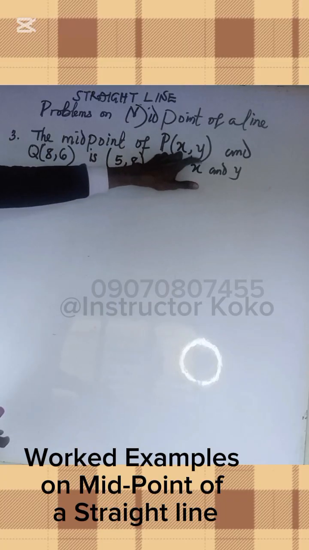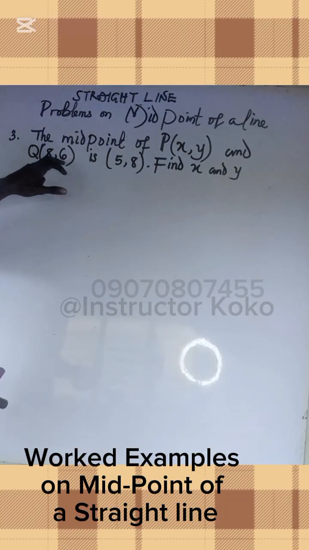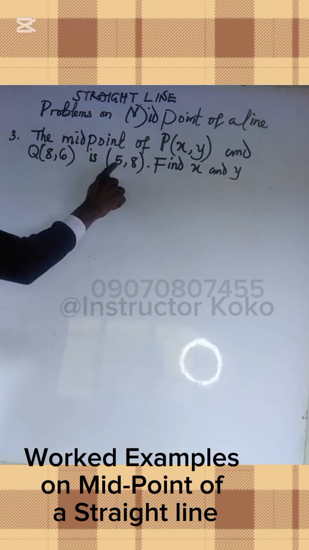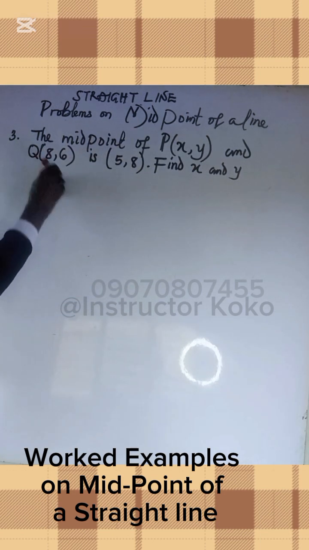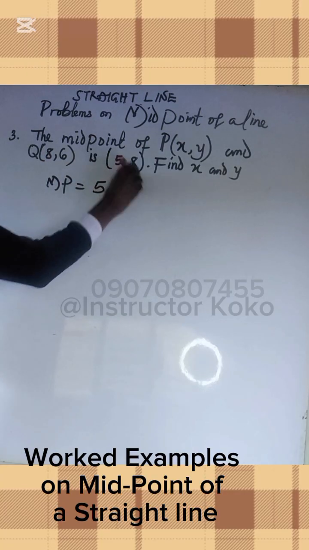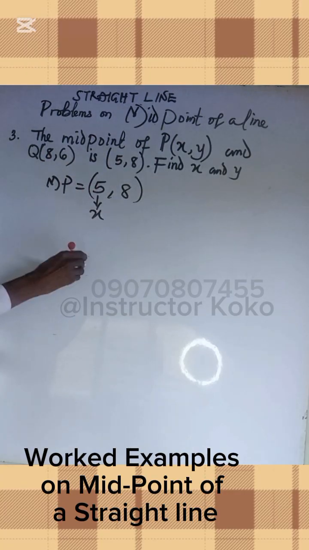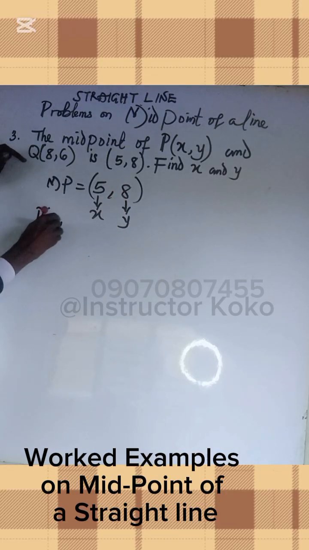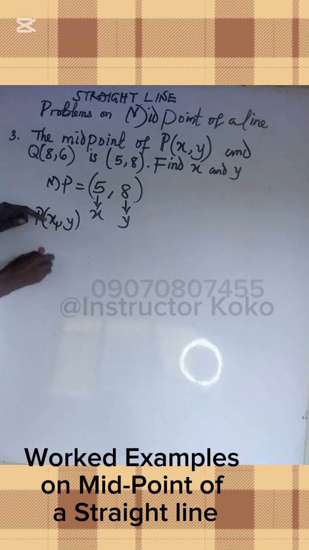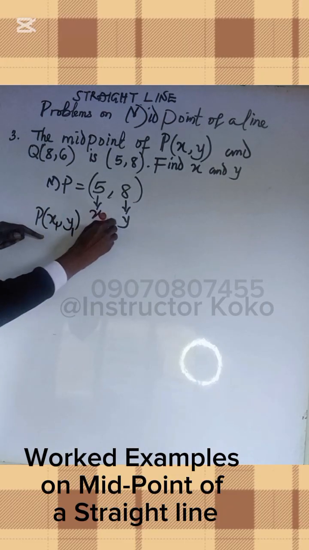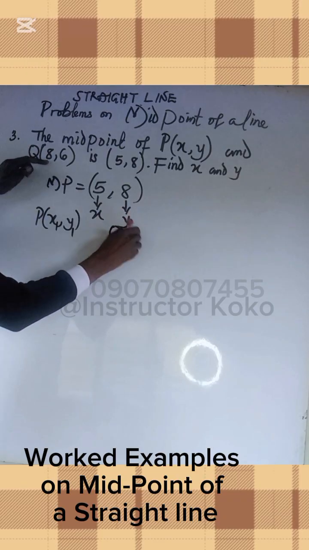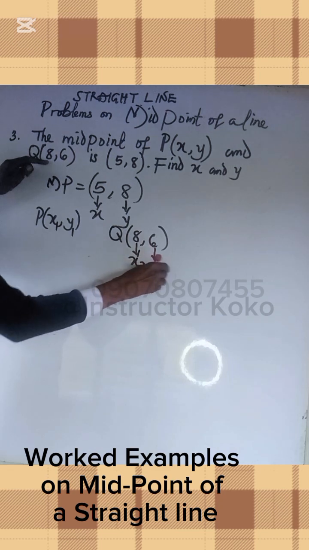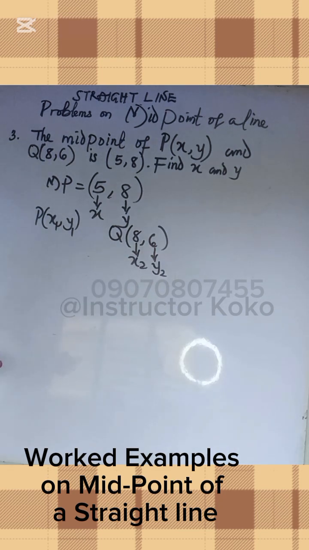All right, we have another question on the board. The question says the midpoint of P(x, y) and Q(x, y) is (5, 8). That means which of these is going to represent the midpoint? That's (5, 8). So the midpoint is equal to (5, 8). So 5 represents x and this one represents y. Of course, for point P we have (x, y), so let me call it x1 and y1, so that it follows what we have been teaching. So this will now be x2, y2.